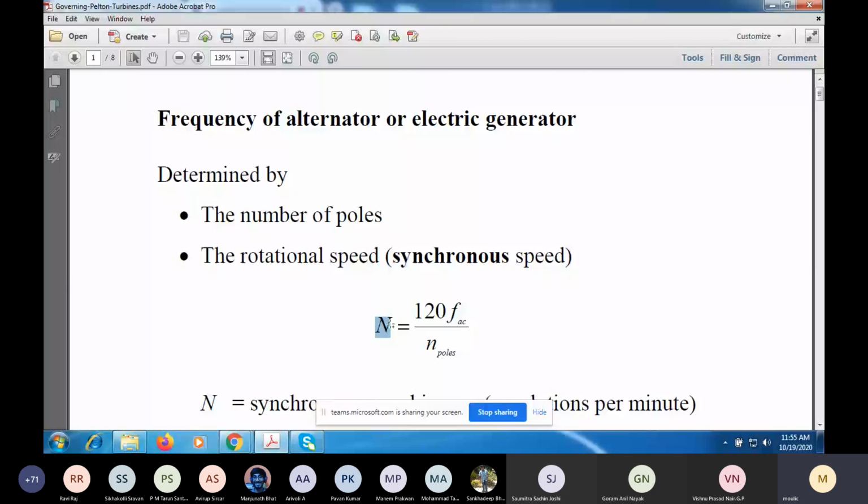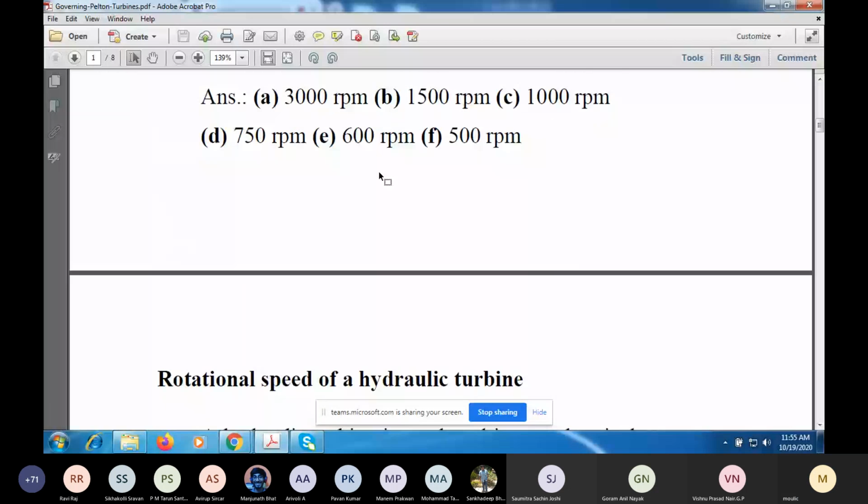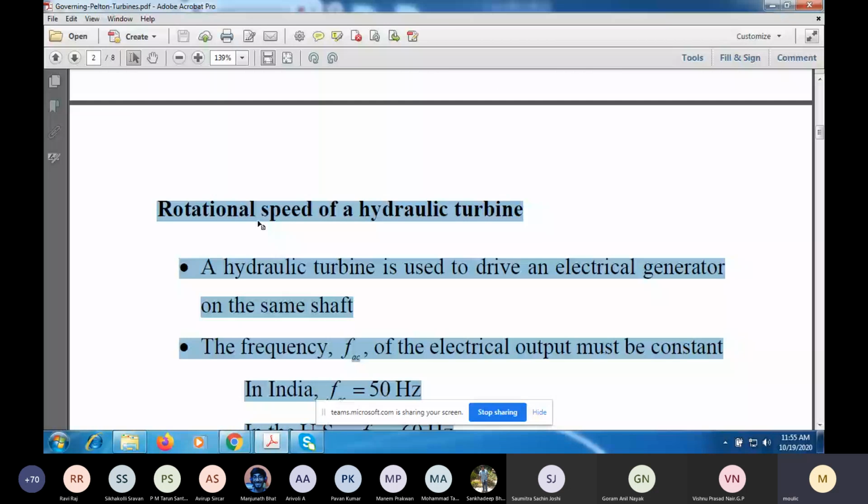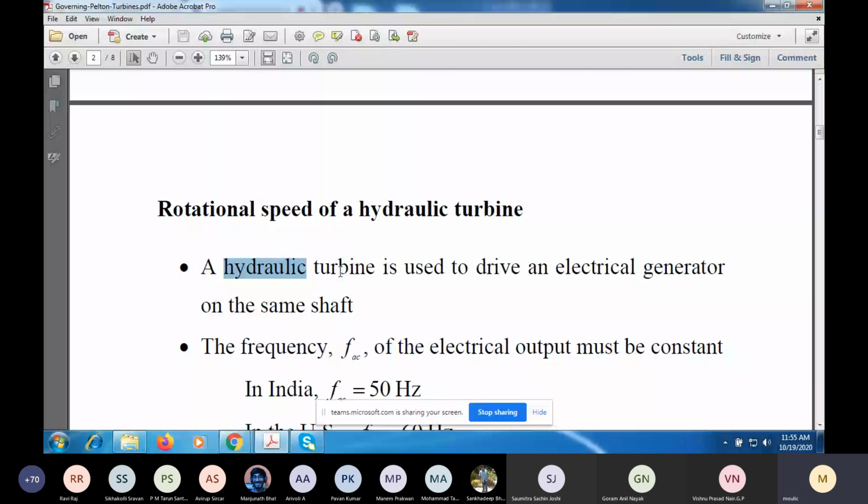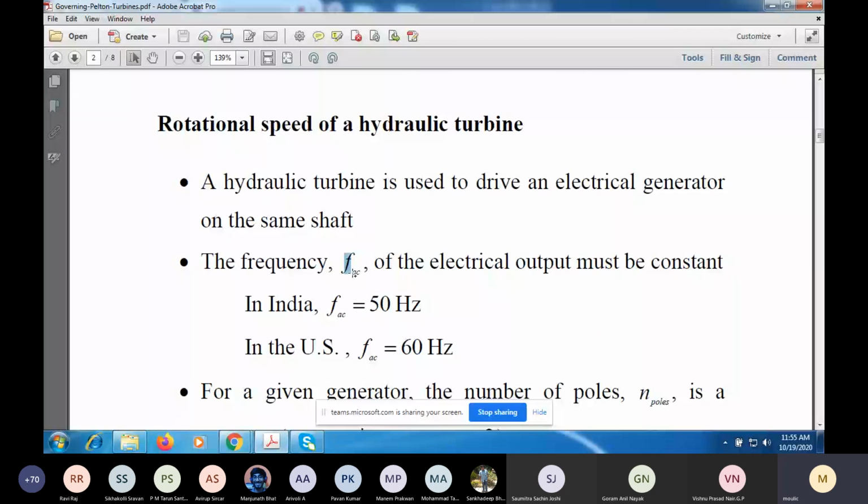So what should be the rotational speed of a hydraulic turbine? As I said before, a hydraulic turbine is used to drive an electrical generator mounted on the same shaft. And if I say f is the frequency of the electrical output, this must be kept constant. So in our country, it is 50 hertz. If you go to the US, it will be 60 hertz.